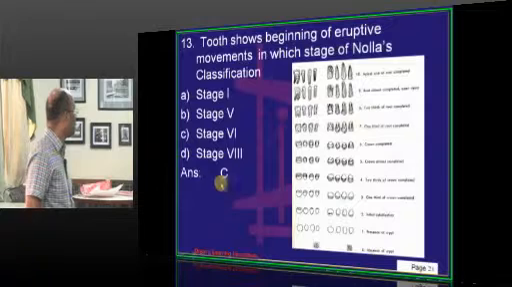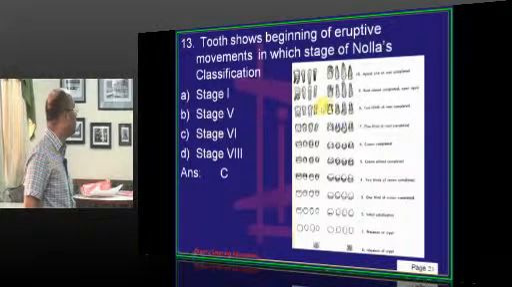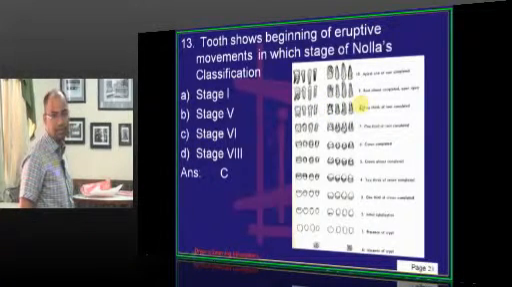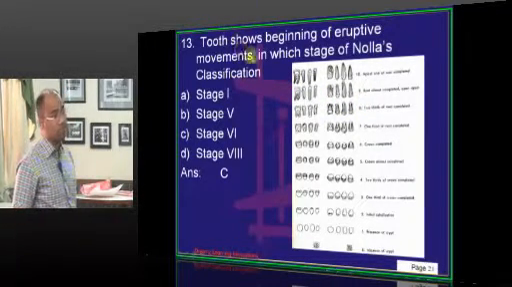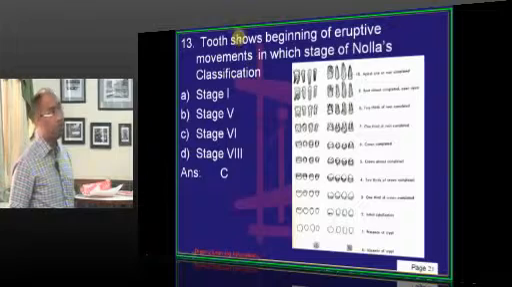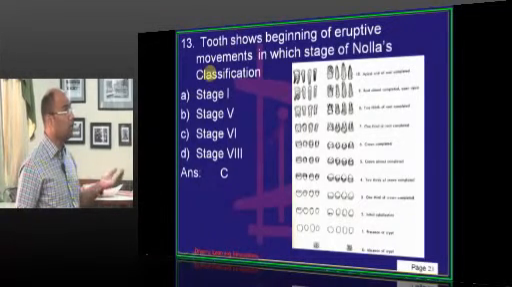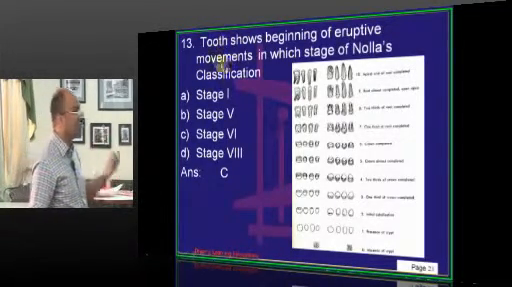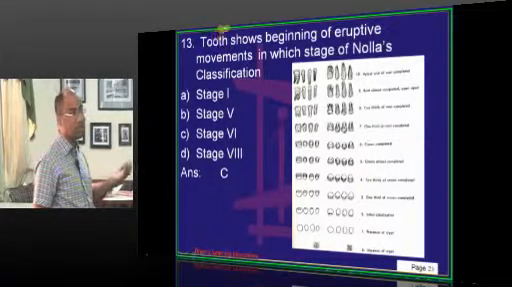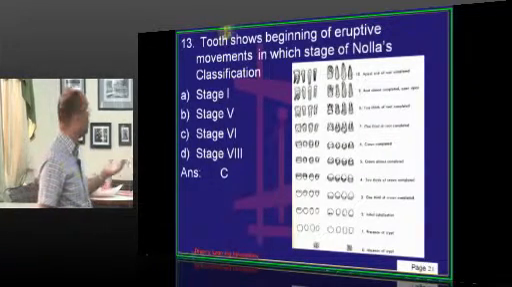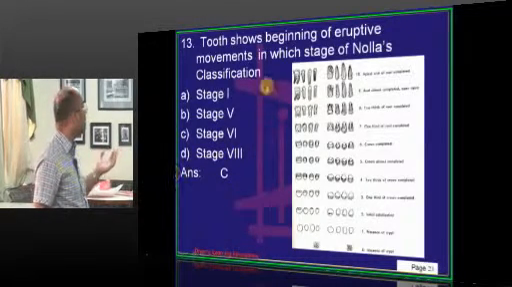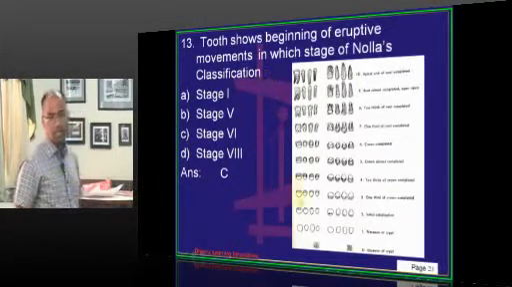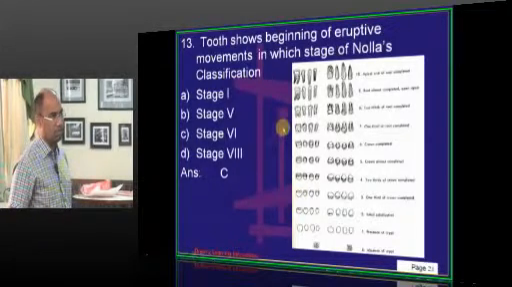So that is stage 6. You need not wait till stage 8. Now stage 8 is when 2/3 of the root is formed. That is when the tooth clinically erupts in the oral cavity. So now this is in stage 8, but the initial eruptive movements you see in stage 6.